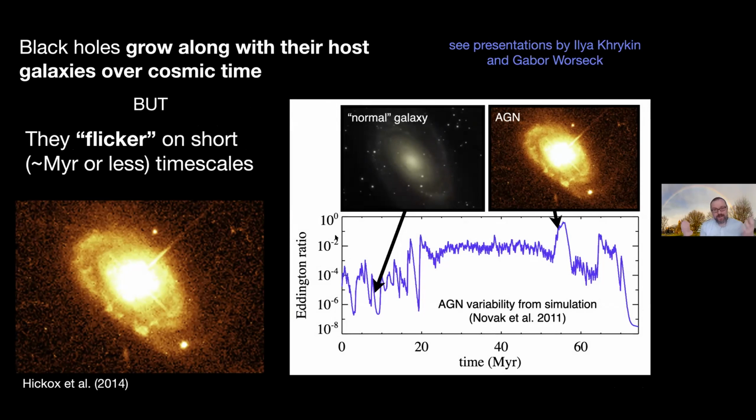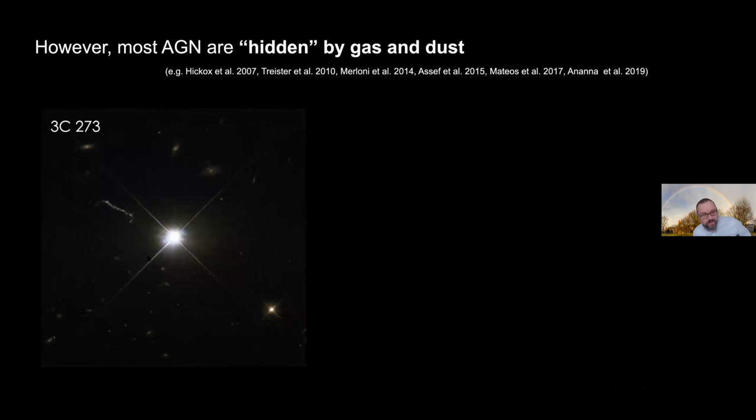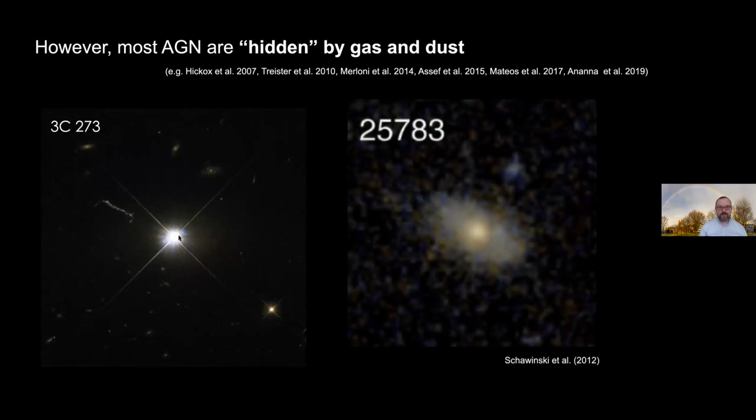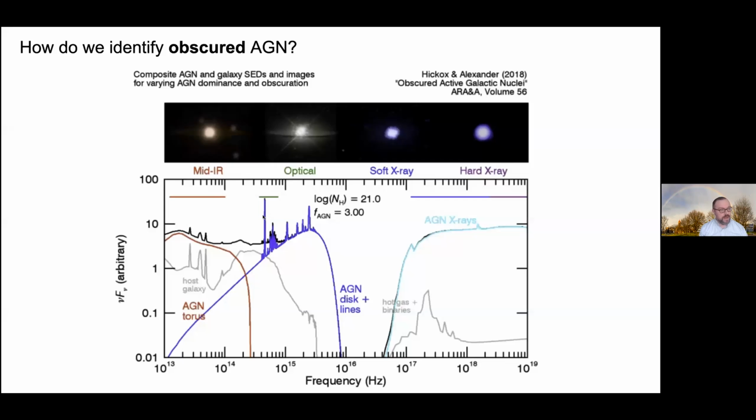And there are obviously lots of details. But a really important thing that we've learned, in particular over the last 15 years or so, is that most AGN are actually hidden by gas and dust. This is 3C273, the first quasar discovered. You can see the obvious optical emission from this source. But if you look at a high redshift AGN of still a pretty high luminosity, they often just look like galaxies. Most of their light has been obscured, and there's been a lot of work by a number of people looking at this.